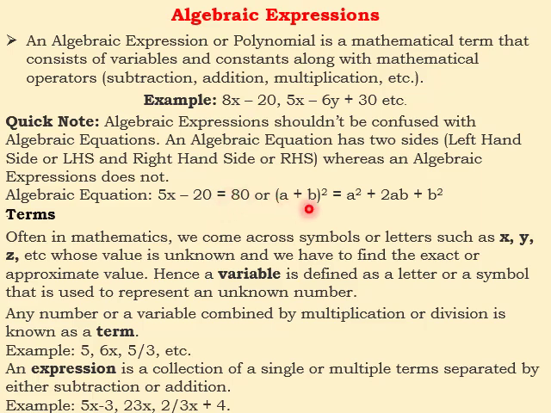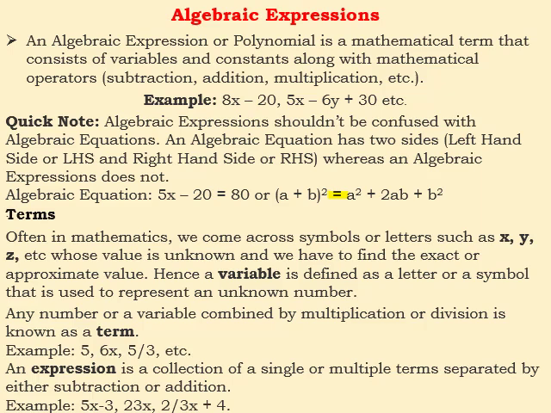Same way, (a plus b) whole square is a square plus 2ab plus b square. Here also, you can see one equal to sign which is not in the expression, isn't it? This equal to sign will differentiate it from an expression. Okay. Now we have a few terms.